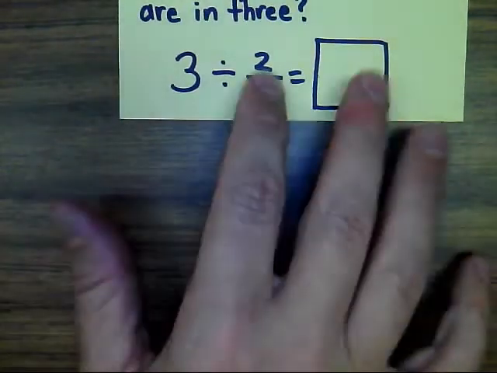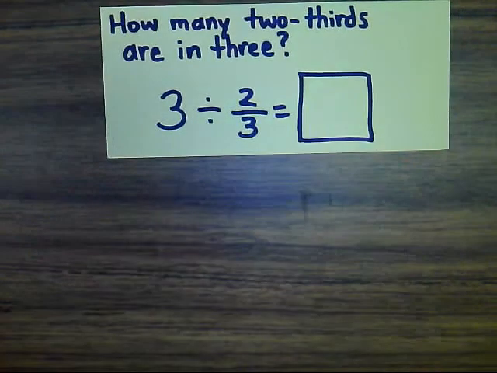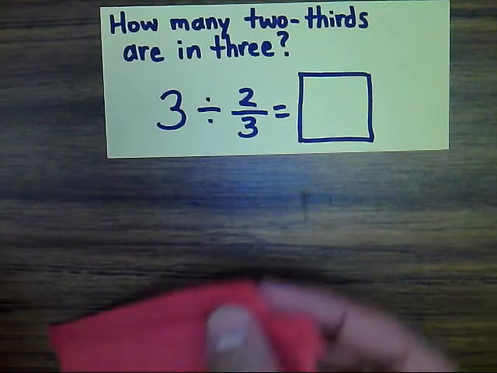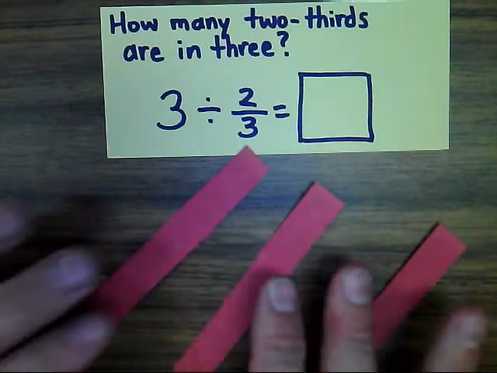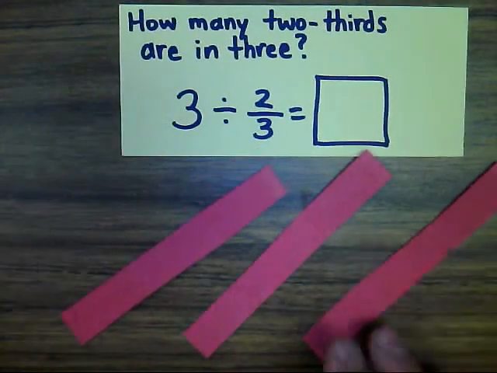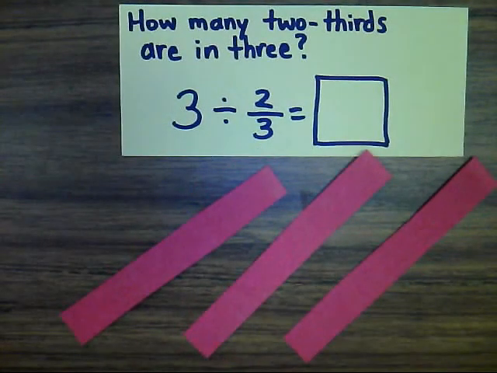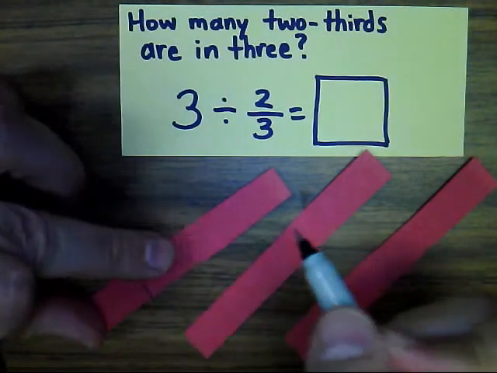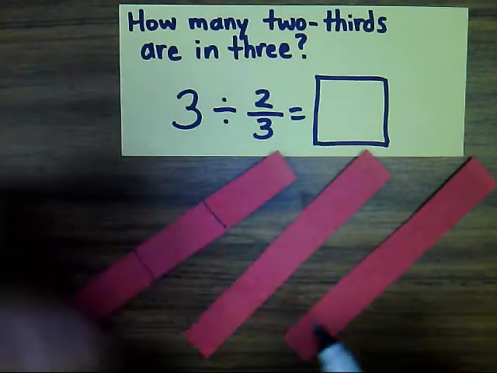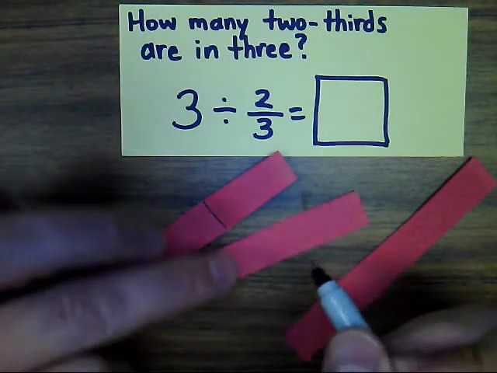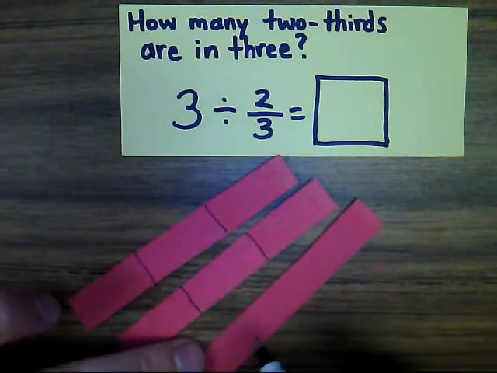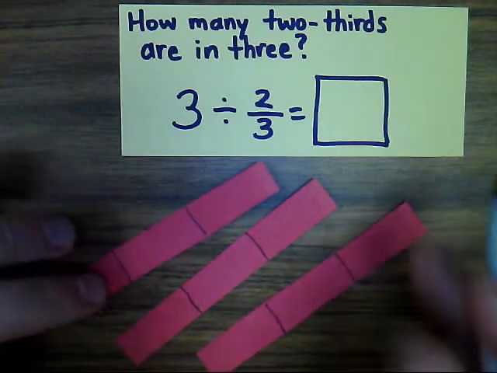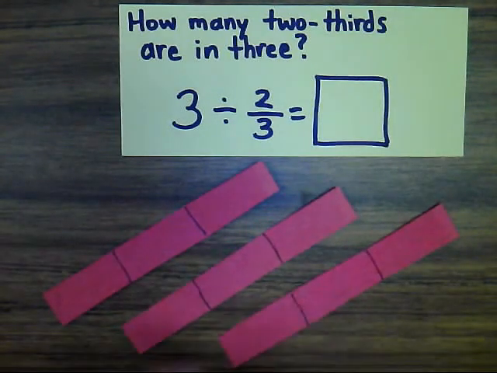So I want to ask a very similar question with some fractions: how many 2/3 are in 3? That's doing the same thing. It's asking 3 divided by 2/3. So I have 3 red sticks here, or fraction bars. What I'm going to do is break them into thirds, drawing lines to show that each one is broken into 3 equal pieces. So clearly all 3 of them are broken into thirds.